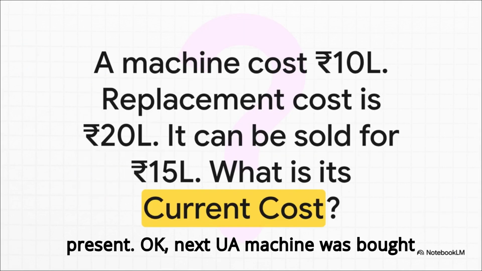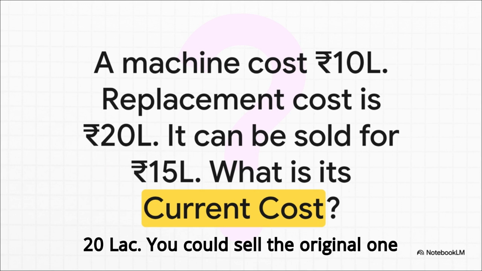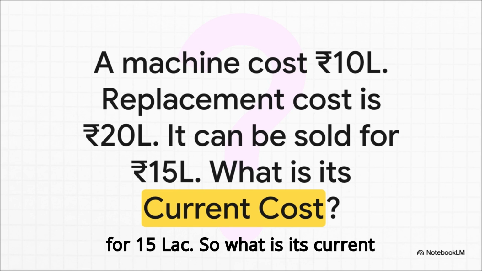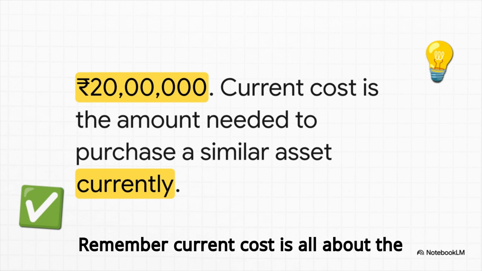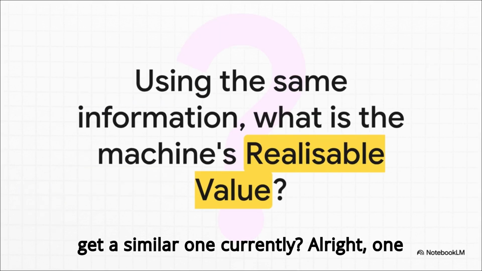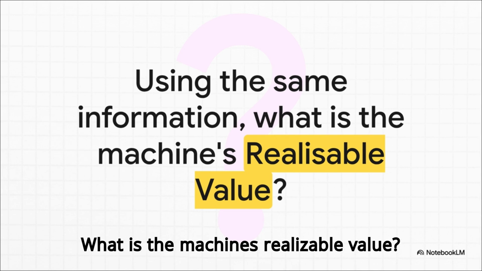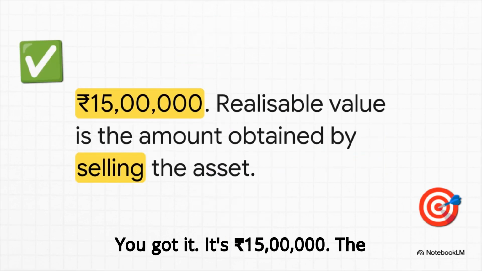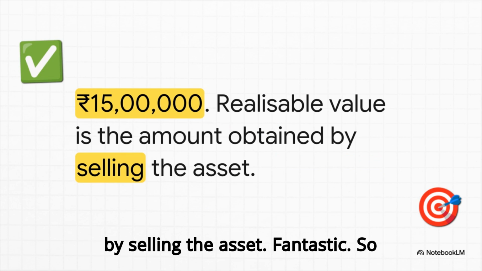Okay, next up. A machine was bought for 10 lakh rupees. Today, a similar one costs 20 lakh. You could sell the original one for 15 lakh. So what is its current cost? The answer is 20 lakh rupees. Remember, current cost is all about the replacement cost. What would it cost to get a similar one currently? All right, one more, using the exact same information. What is the machine's realizable value? You got it. It's 15 lakh rupees. The realizable value is what you could get by selling the asset.